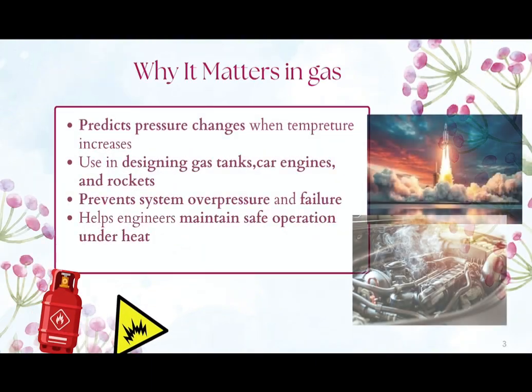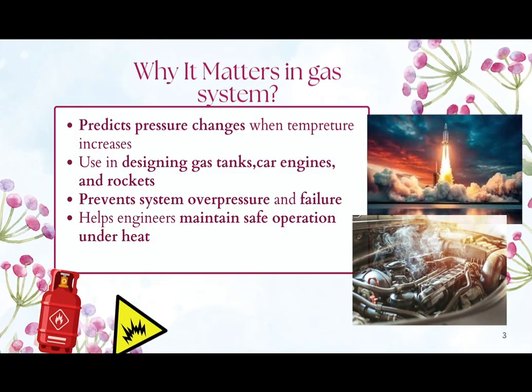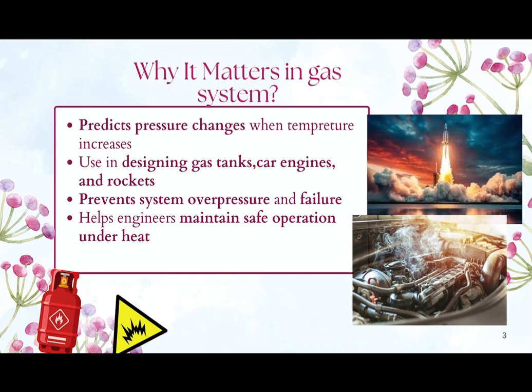So, why does this matter? Because in real system like gas tank, engine or rocket chamber, pressure builds when it gets hot. If we don't know how fast it builds, things can go wrong fast. Partial P over partial T gives us the ability to predict that pressure before it becomes dangerous. This helps engineer maintain safe operation under the heat.